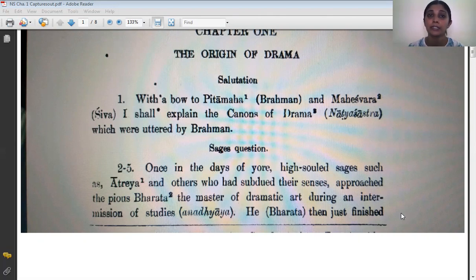Brahma is the one who bestowed the Natyashastra to Bharat Muni. And that is why Bharat Muni, in all humbleness, invokes Lord Brahma and Lord Shiva. So with a bow to Pitamaha, Brahma and Maheshwara, that is Shiv, I shall explain the canons of drama, that is Natyashastra, which were uttered by Brahma.